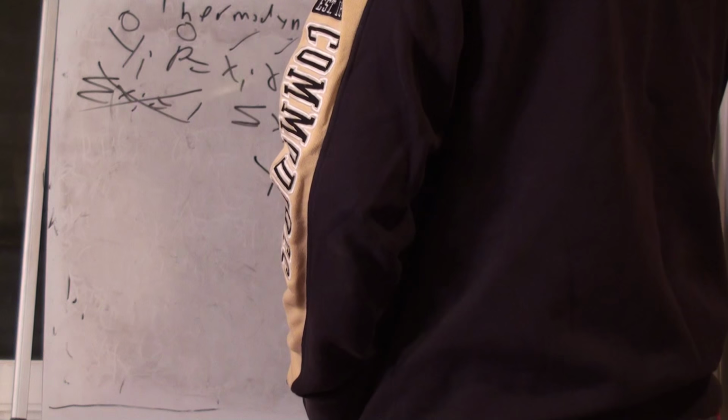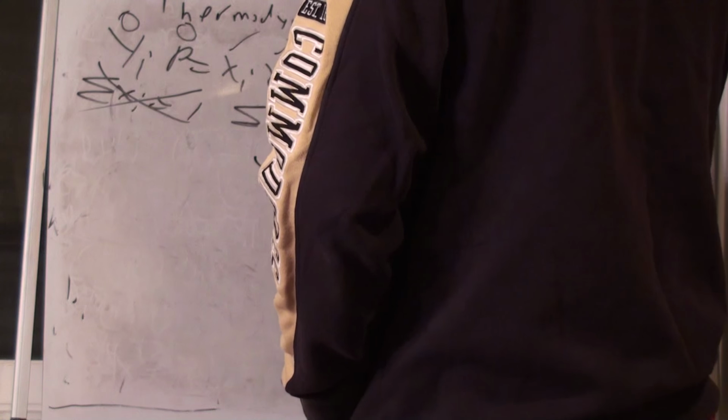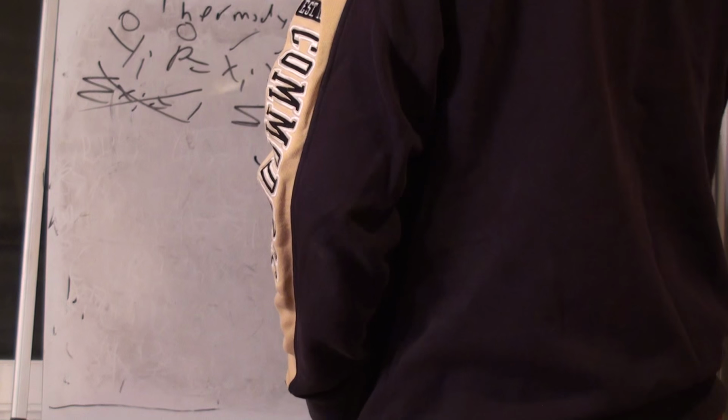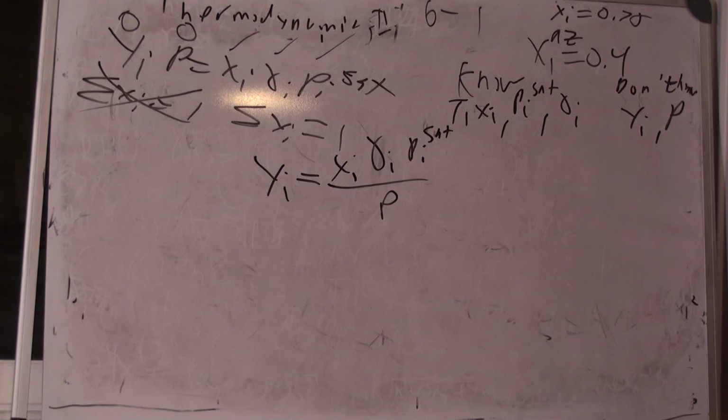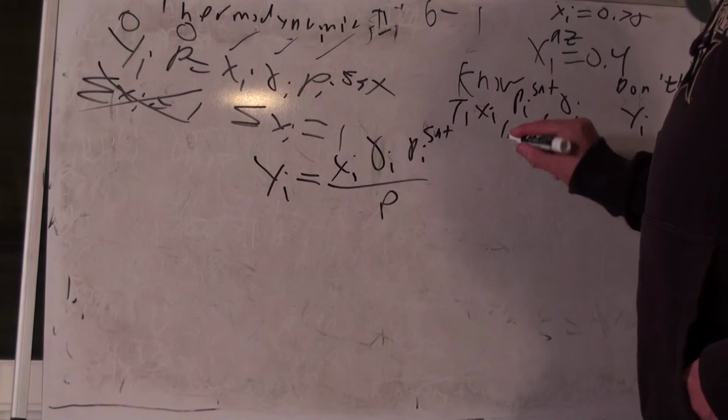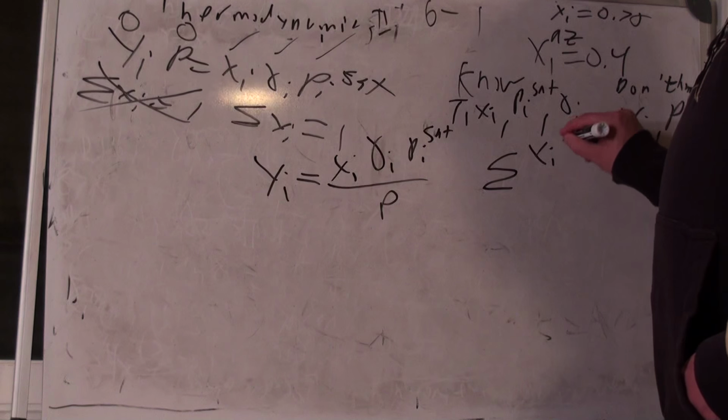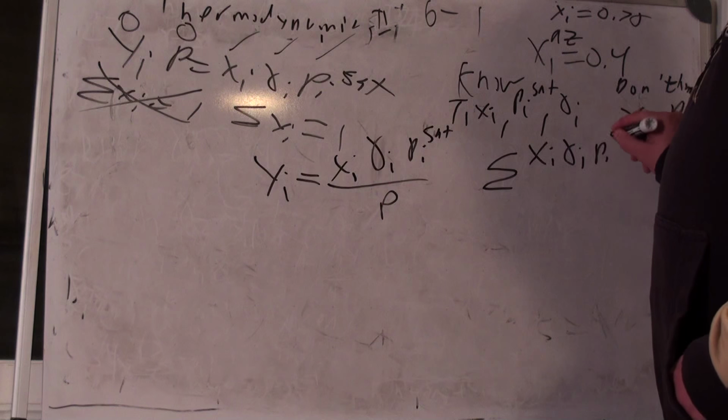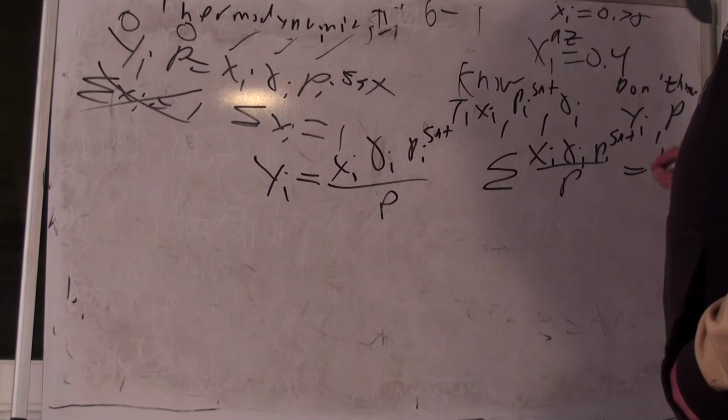So I want to solve it for yi first. yi is equal to xi gamma i pi sat all over p. I've basically reduced Raoult's law for each component into y, in one fell swoop. And now I can combine, quote unquote, those two equations into my third equation, which is this guy. The summation of xi gamma i pi sat all over p is equal to 1.